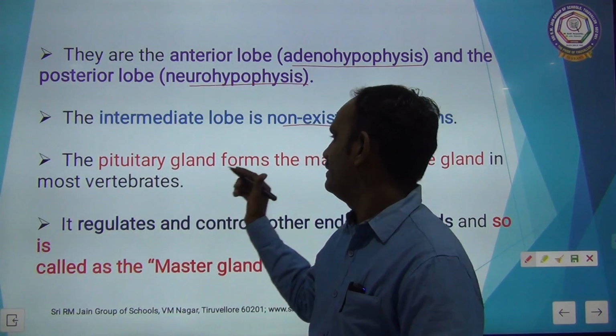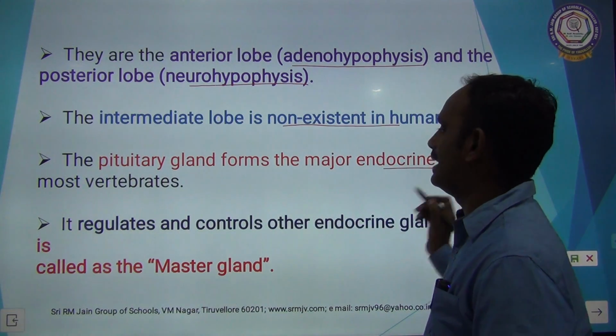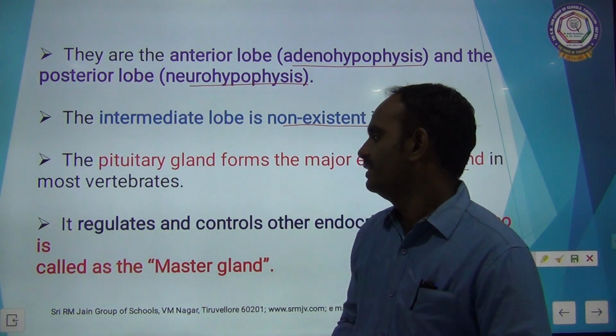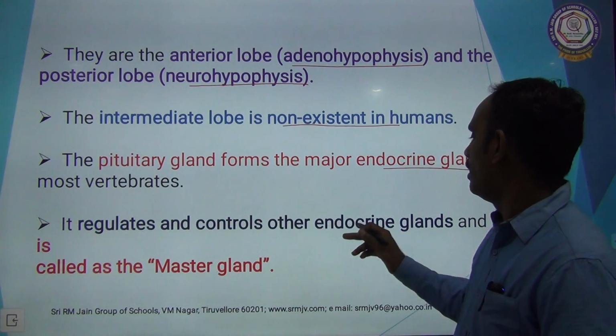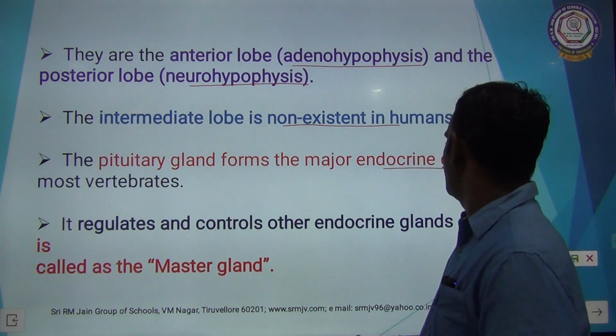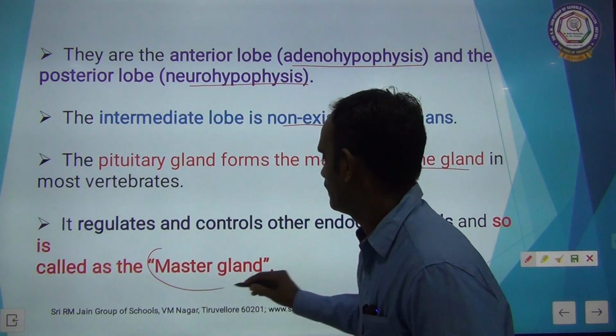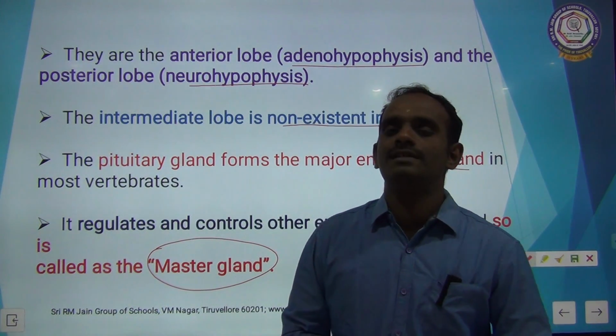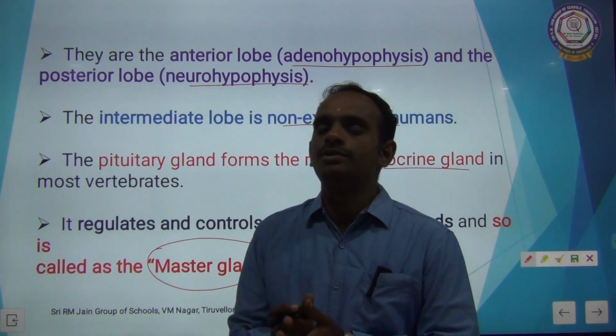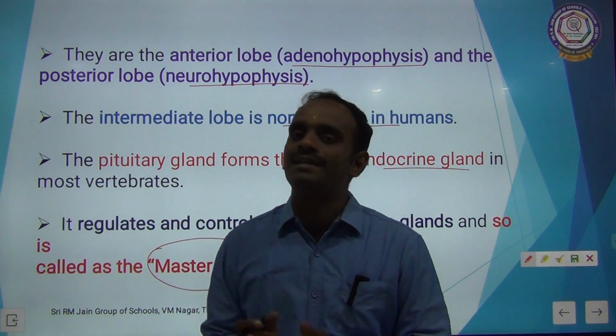The pituitary gland forms the major endocrine gland in most vertebrates. It regulates and controls all other endocrine glands, and so it is called the master gland. Pituitary is called the master gland because it controls and coordinates all other glands. Clear?